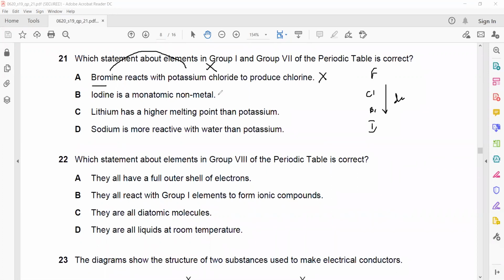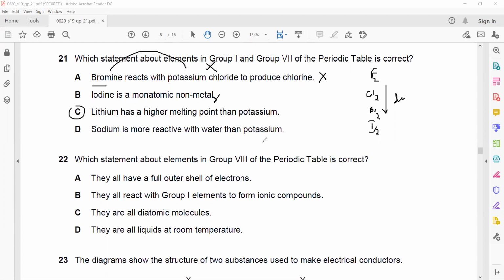Iodine is monoatomic, non-metal. They all are diatomic. Fluorine exists as F2, chlorine Cl2, bromine Br2, and iodine I2. Lithium has higher melting point than potassium. So as we go down the group, the melting point decreases. So that statement is true.